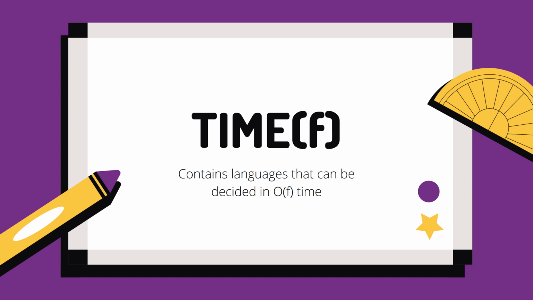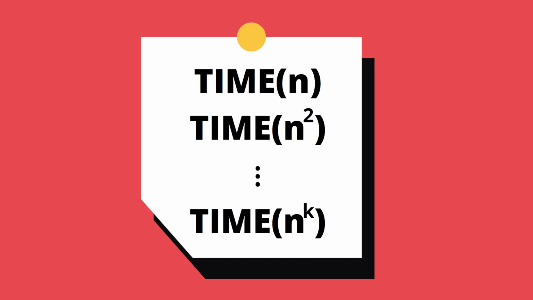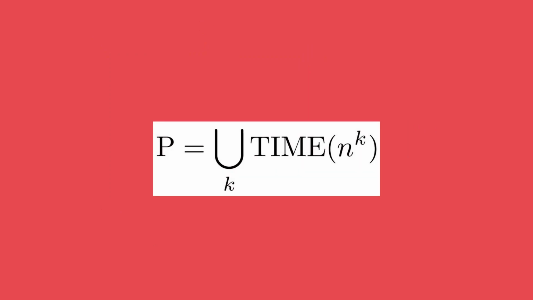And we know that there are uncountably many time classes, just as there are uncountably many functions. And this is too big and unwieldy to work with. So we can now say, why not group some of these time classes together? Let's take all the time classes that are defined over a polynomial and group them together. This class is called P, as in P for polynomial. We can formally write it as the union of all the polynomial time classes.